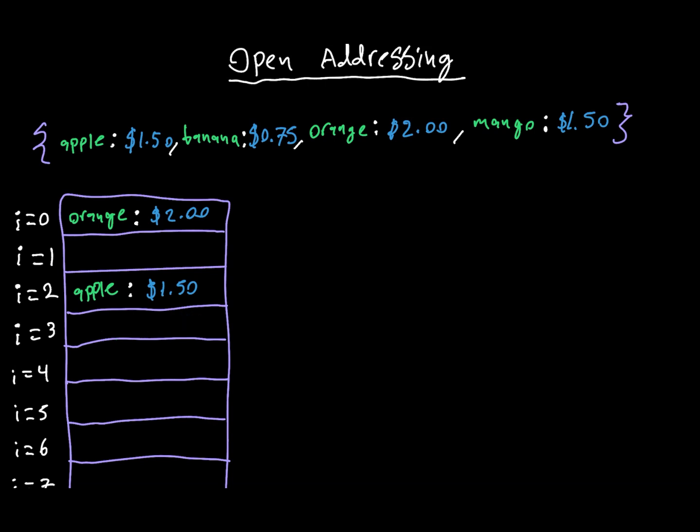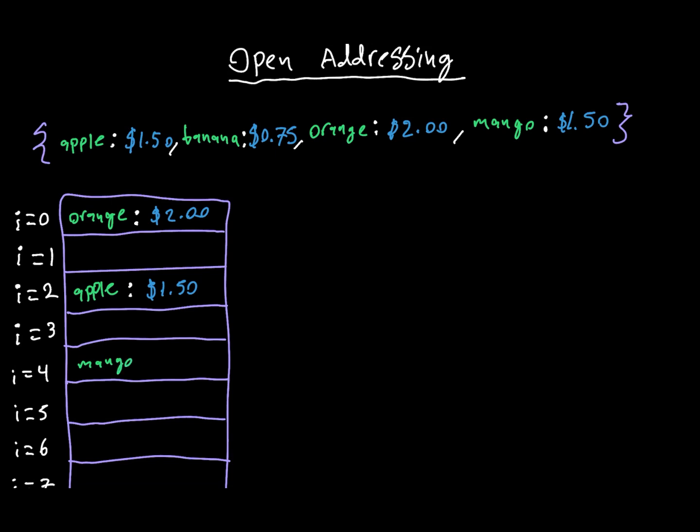Another solution, instead of doing linear probing, is using quadratic probing. So you have mango as your key, you get an index of 2 from the hashing function, you square it, and you keep squaring the index until you get to an empty space. So 2 squared would be 4, the space is empty, so you can insert mango there.